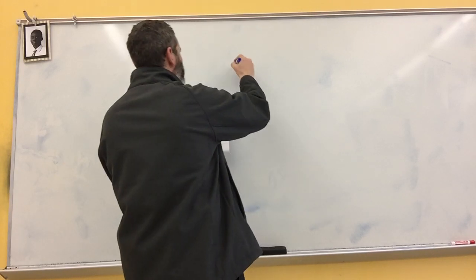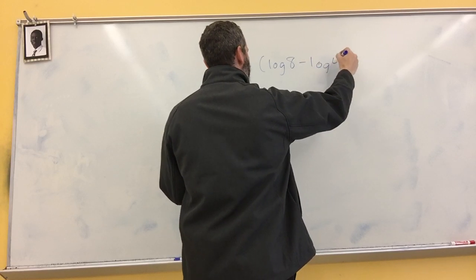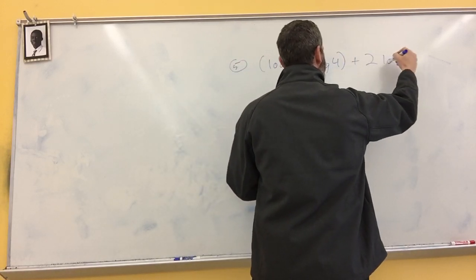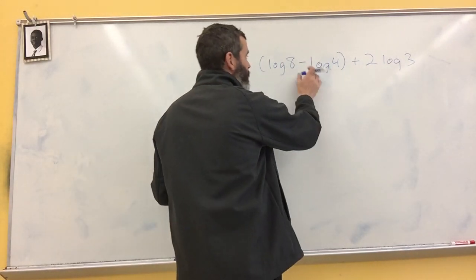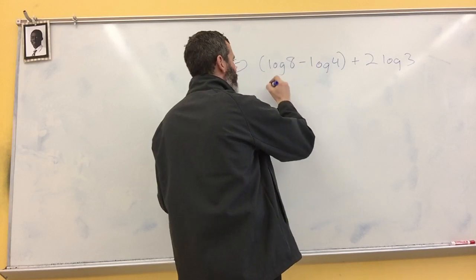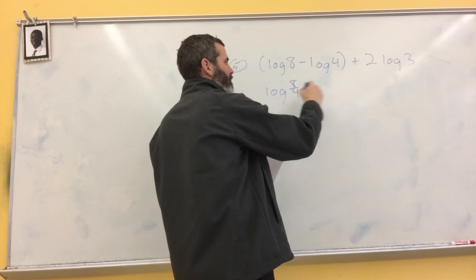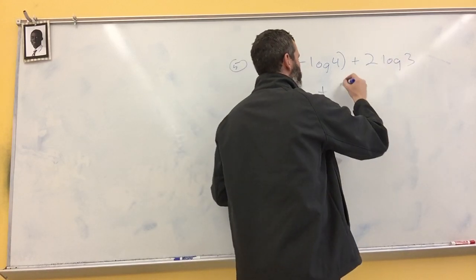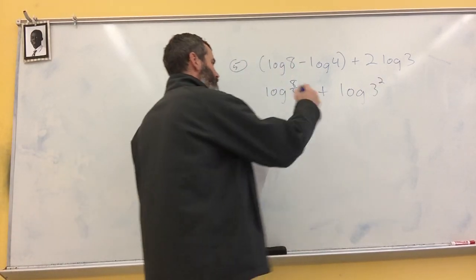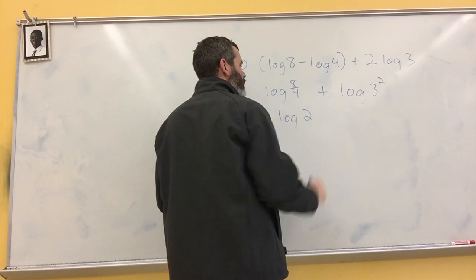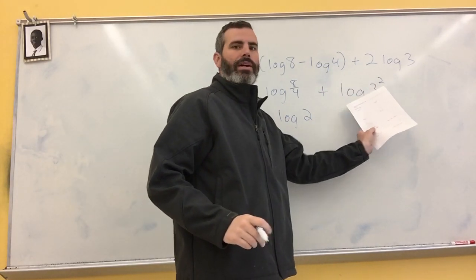Number 5, we're condensing these. Okay, so just start off in these parentheses, subtract here. When I condense, I'm going to divide, quotient property. So log 8/4. Subtract here, divide here. Plus, need to bring the 2 up, so it's going to be log 3 squared. Simplify, 8/4 is 2. Again, so when I'm condensing, I do want to divide this. When I'm condensing, I'm going to want to square that.